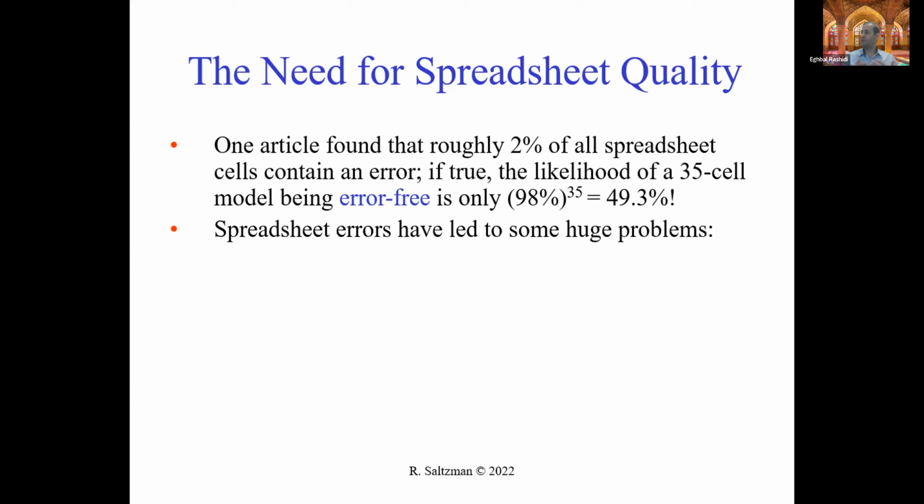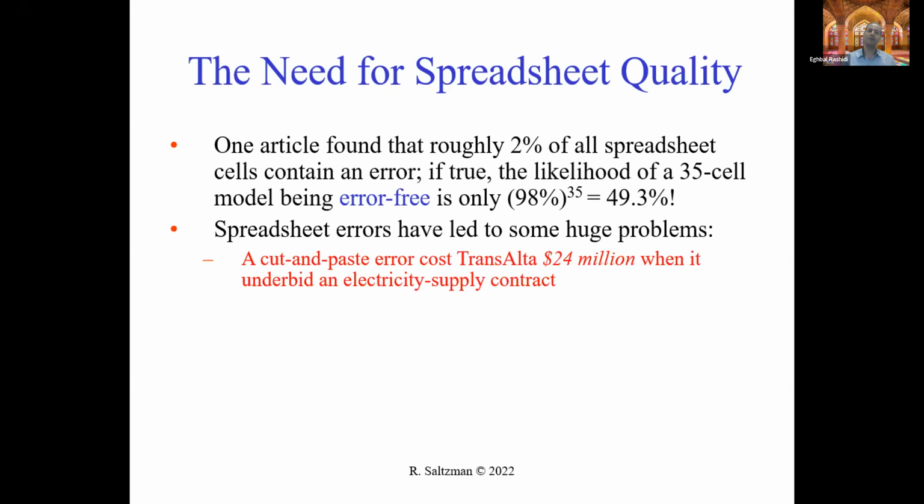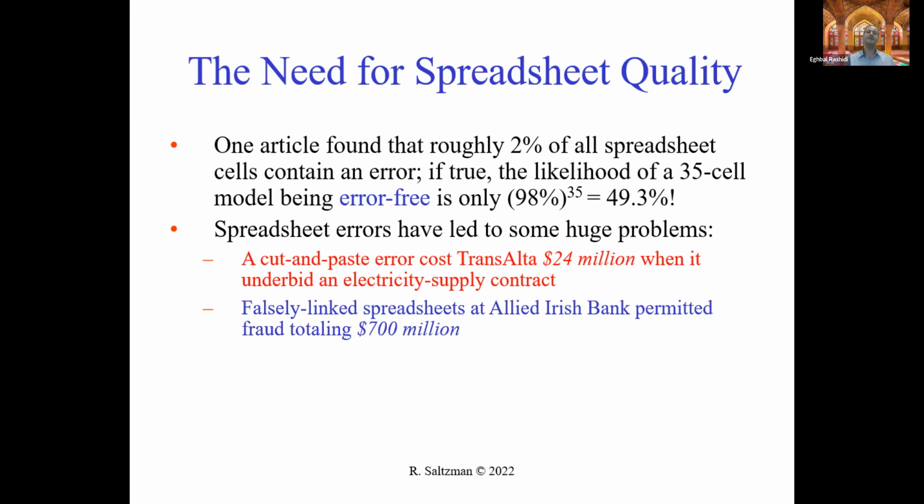This is just a course and we are using this to learn, but actually a lot of companies do spreadsheet modeling, and these errors that we mentioned have caused, in some scenarios, huge problems for them. Economic catastrophe sometimes. For example, a cut and paste error cost TransAlta $24 million when it underbid an electricity supply contract. Another example, a falsely linked spreadsheet at Allied Irish Bank permitted a fraud totaling $700 million.